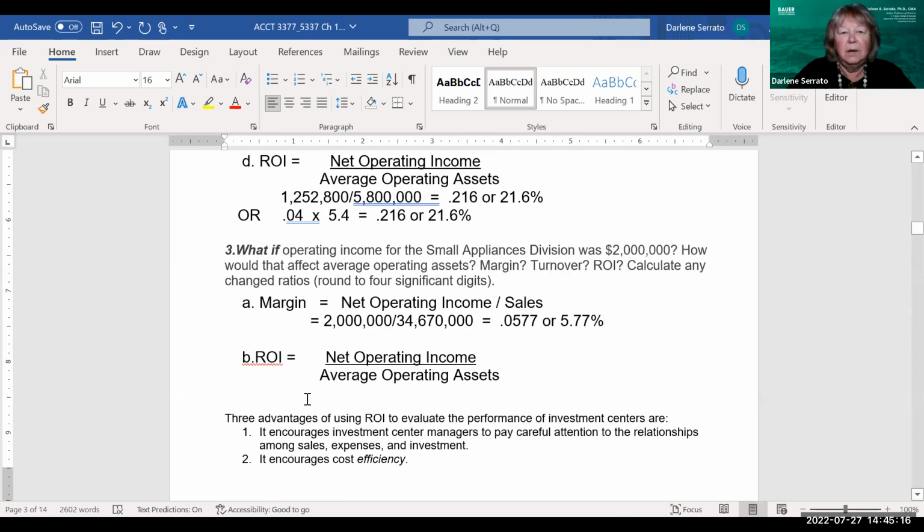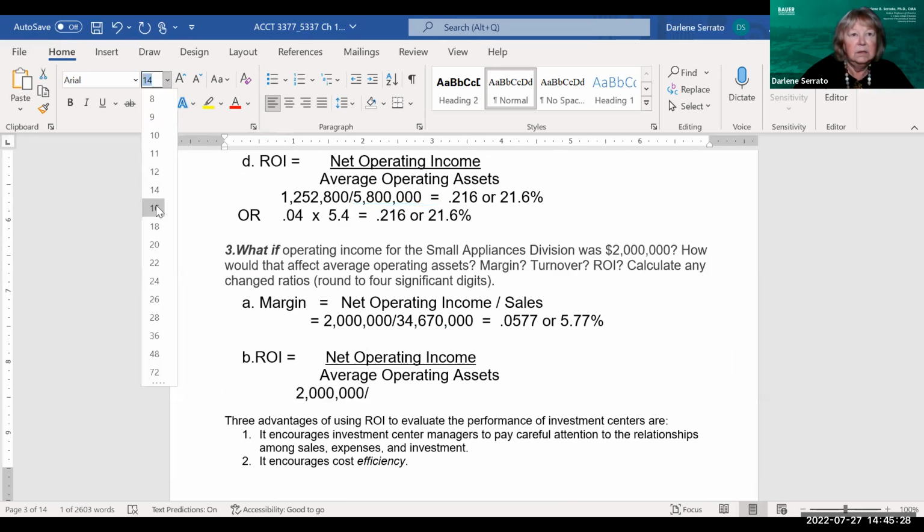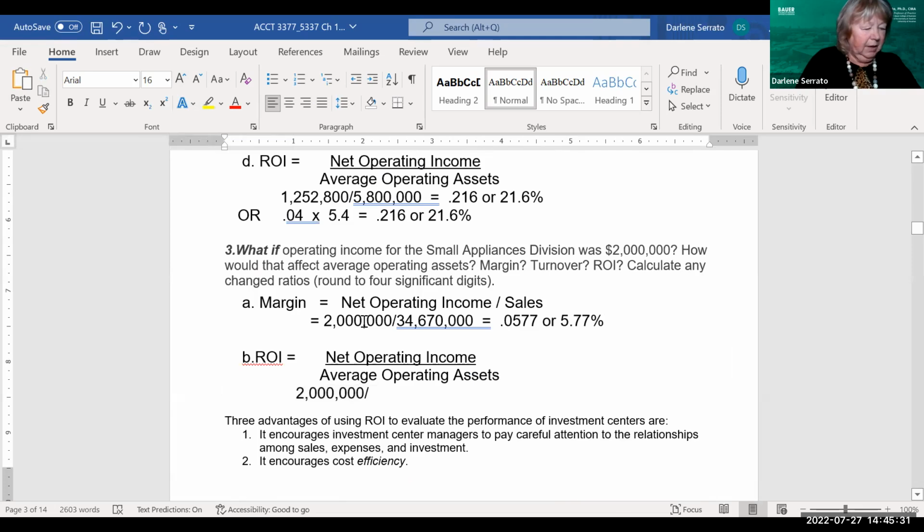Okay, so ROI, 2 million divided by average operating assets of 6,934,000. That equals 0.2884 or 28.84%. So since the numerator went down, the calculation will go down.